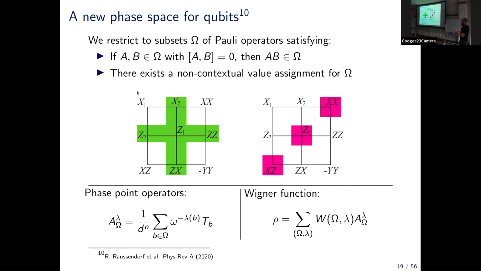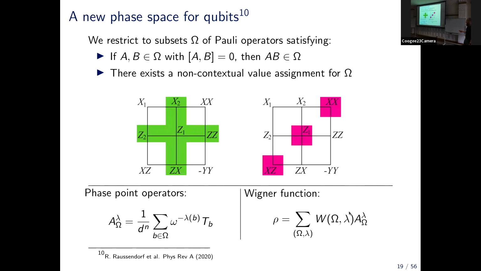And then the phase point operators are defined same as before. They're just weighted sums over Pauli operators, except in this case, rather than summing over all Pauli operators, you only sum over the ones in the set omega, and still weighting by the non-contextual value assignment function. So in this case, we have two different parameters to determine a phase space point, the non-contextual value assignment and the set over which it's defined. And so we end up with a much bigger phase space. It does satisfy that memory lower bound that I mentioned earlier.